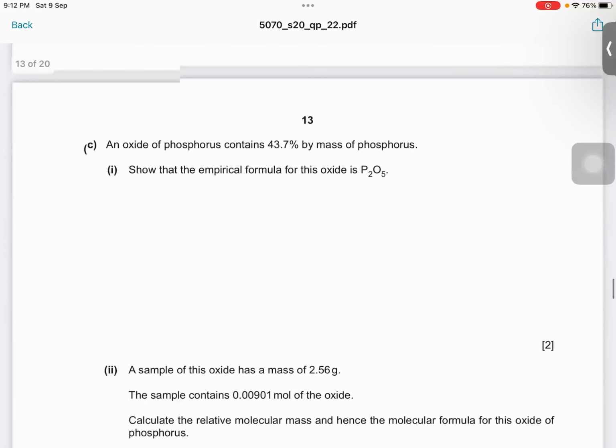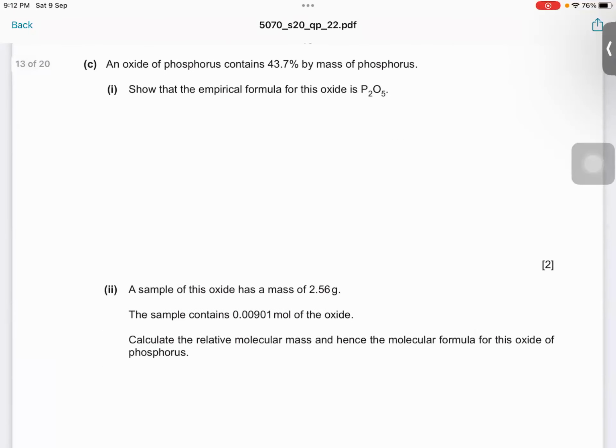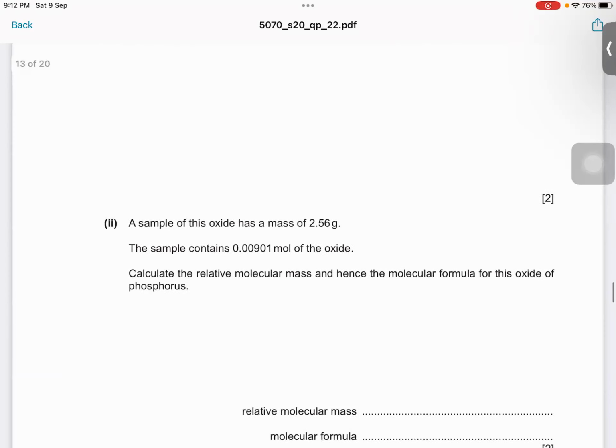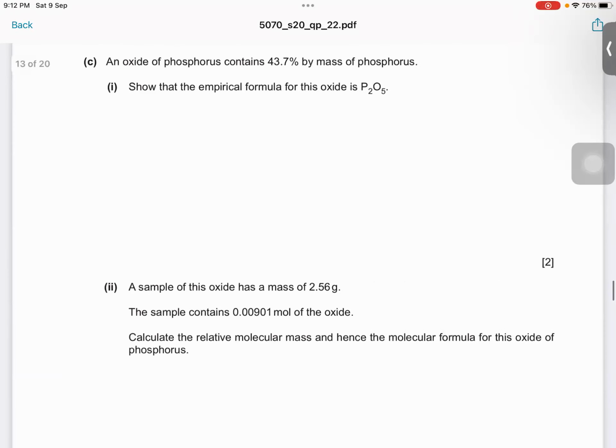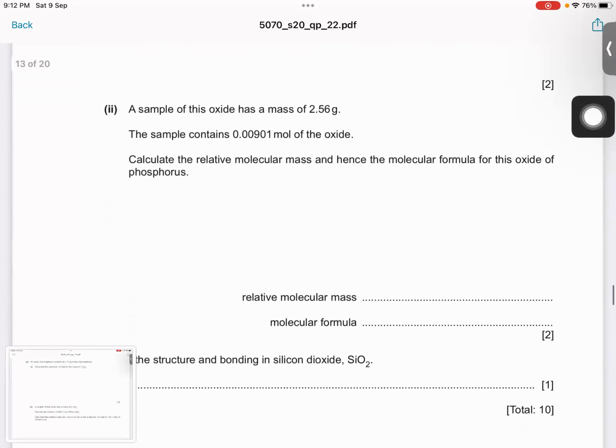This is question number 7C. An oxide of phosphorus contains 43.7% by mass of phosphorus. Show that the empirical formula for this oxide is P2O5. And in the B part, a sample of this oxide has a mass, and you have to find the relative molecular mass and molecular formula.